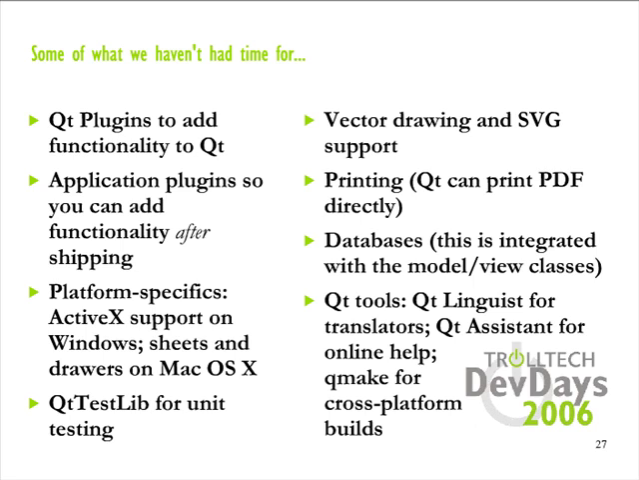Printing is fine with Qt. I can't remember if it was 4.0 or 4.1, but you can print PDF directly. You don't have to go through some third-party application or through hoops to print PDF. You can just say to Qt, I want you to print in PDF format, please, and off it will go and do so.